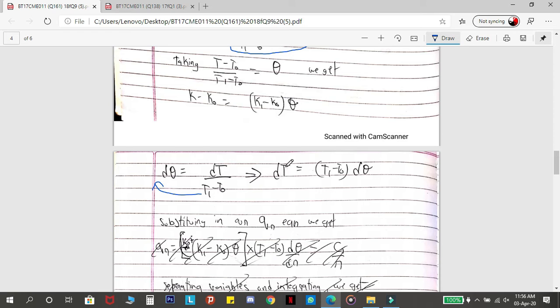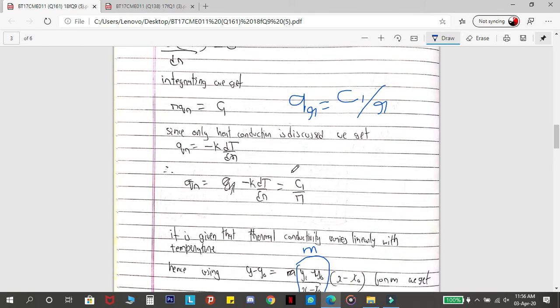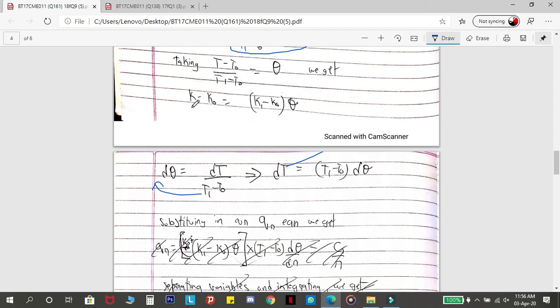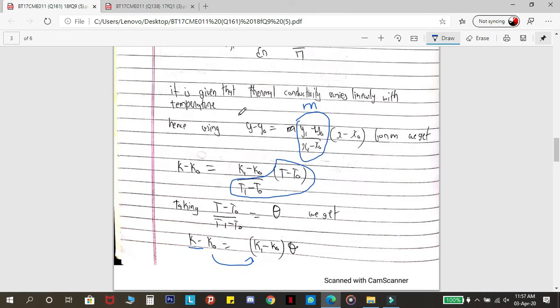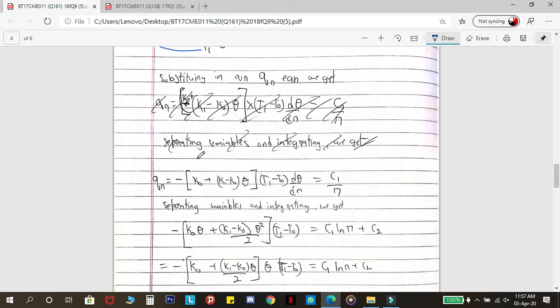Now I can substitute this back over here, and I can substitute k as well. I can take this k naught to this side, and I can resubstitute this k over here as well. So this entire equation becomes minus of (k naught plus (k1 minus k naught) into theta). This entire term is k. Times (t1 minus t naught) into d theta.